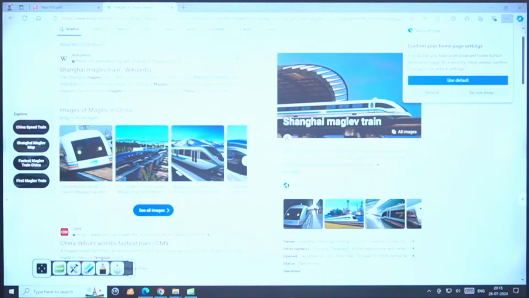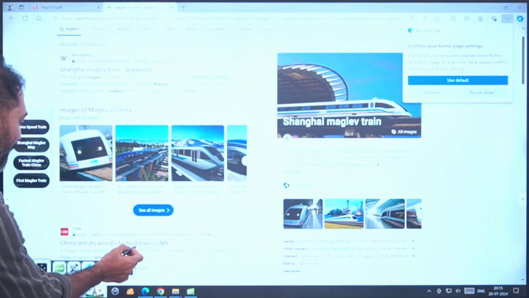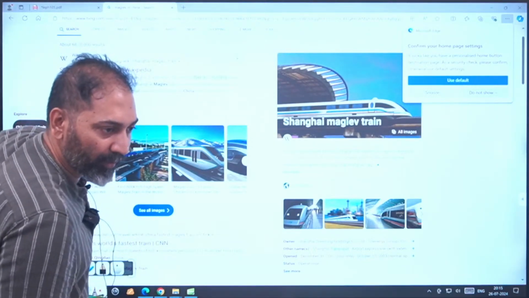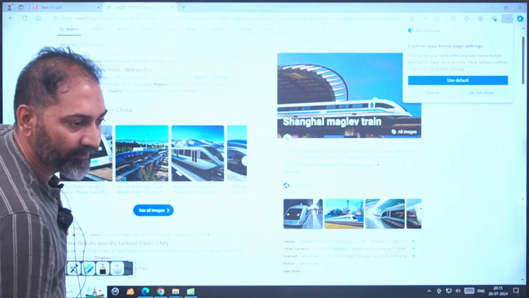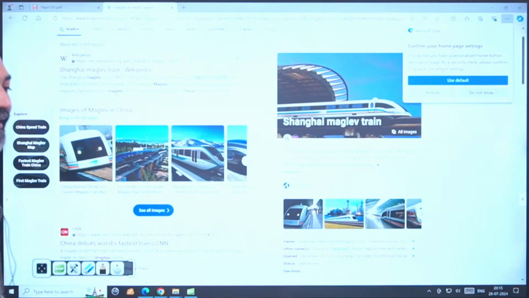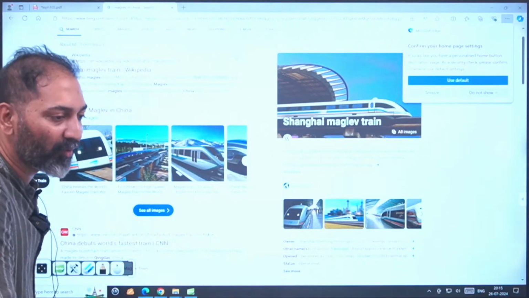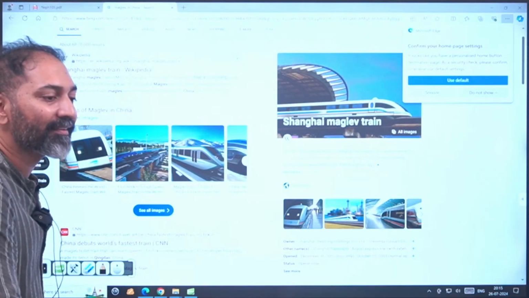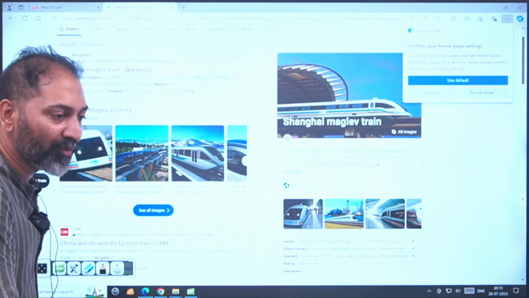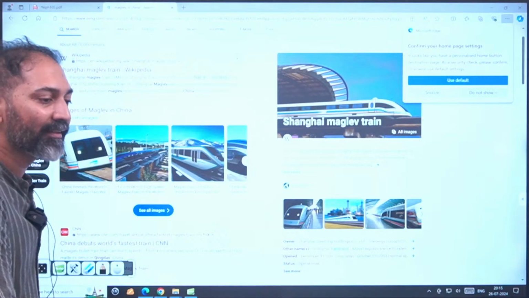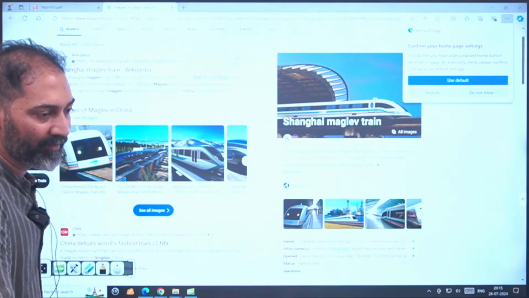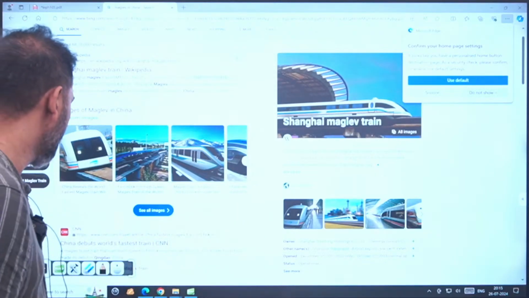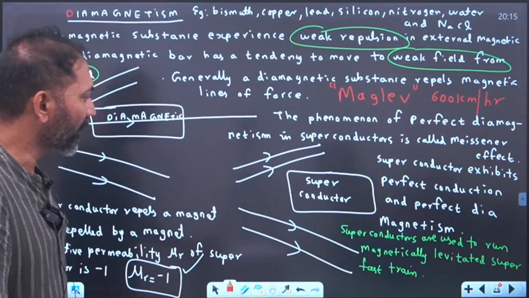I hope that topic is clear. This is the world's fastest train, Maglev. Now I think you got an idea, right? The bullet train speed is 350 or 400. China has Maglev, whose speed is 600 km per hour. From Thrissur to Chennai, you could reach in 1 hour. They have already built it. It is based on the diamagnetism principle and superconductors. Okay, thank you. I hope you got the idea.